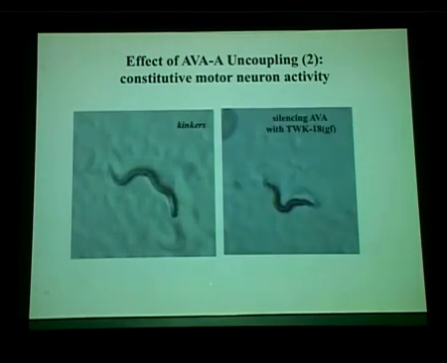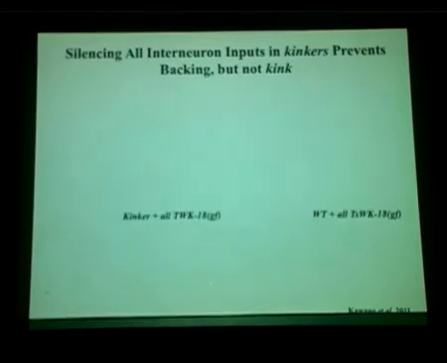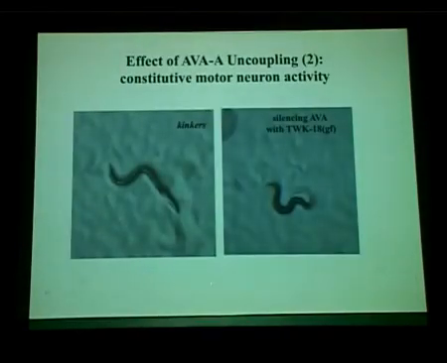So to test that, we decided to silence all the premotor interneurons in the Kinker mutants. We're basically using TeTx, the potassium channel, to block all 10 premotor interneurons so that those motor neurons are now left alone with the sensory inputs and all the higher interneuron inputs. And in those cases, we still see Kinker animals that don't go forward or backward, but just sit in a residual state.